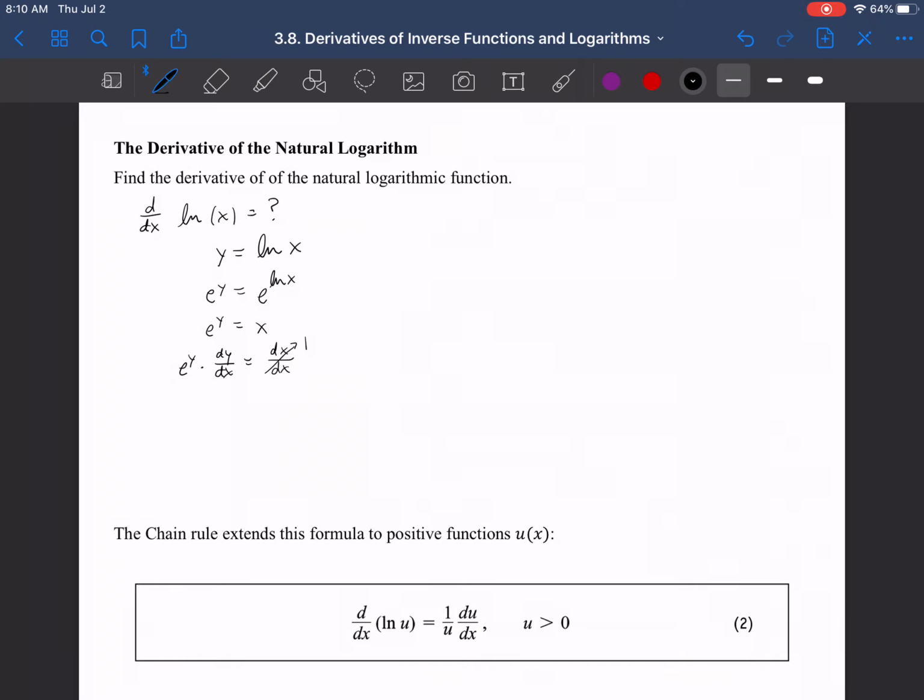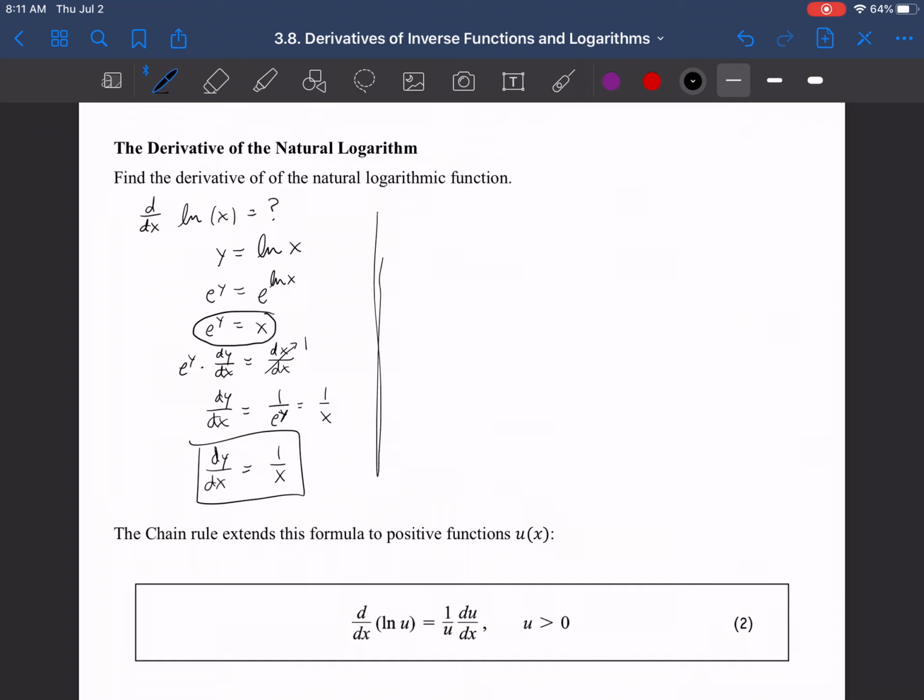So what we ultimately have right here is e to the y times dy/dx equals 1. That tells us that dy/dx equals 1 over e to the y, and we know from right here that e to the y equals x. So I can replace that e to the y with an x and get 1 over x. And to sum it all up, we just found that dy/dx equals 1 over x. Okay? And there's a result.